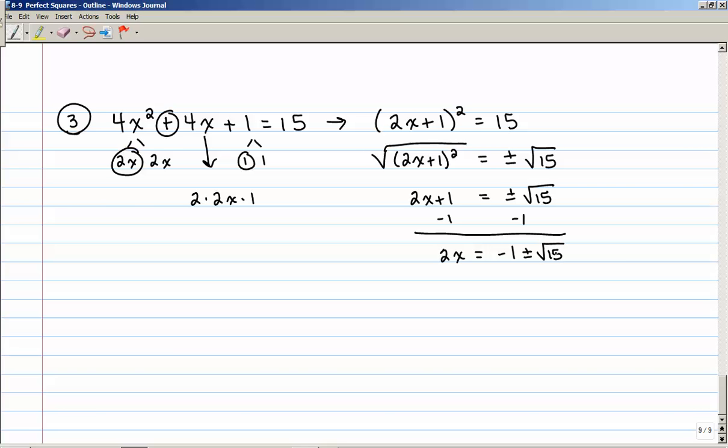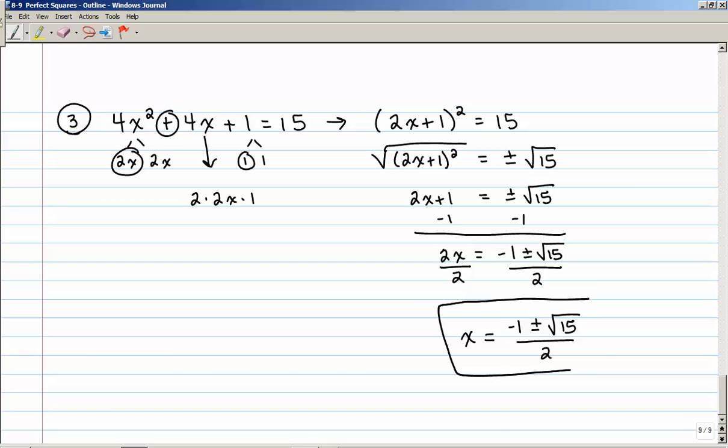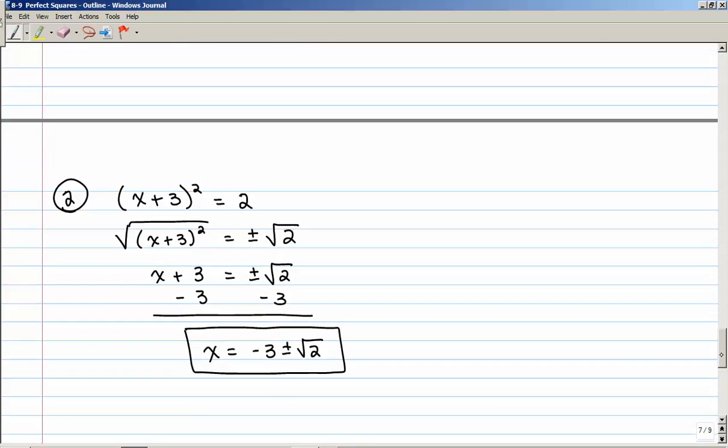Remember, you can't combine those. And dividing each side by 2, because to solve an equation I need to have the x all by itself, x equals negative 1 plus or minus the square root of 15, all over 2. Again, you have a very funny looking answer, but get used to it. There are more funny looking answers to come. Indeed, this is two answers: negative 1 plus the square root of 15, all divided by 2, and negative 1 minus the square root of 15, all divided by 2.